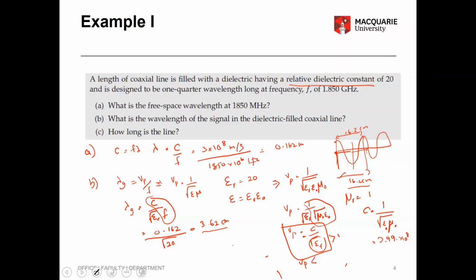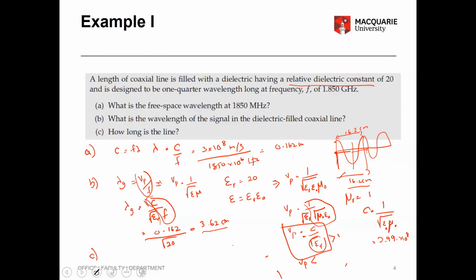So VP is smaller, then this whole term would be smaller than c over f. So therefore, that's the wavelength of the signal in the line. So it also says part C, how long is the line?